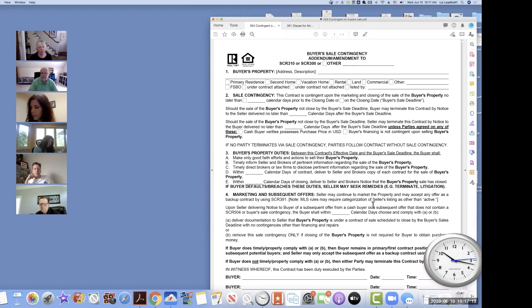So the next paragraph is very critical if you have a seller. Upon seller delivering notice to the buyer of a subsequent offer from a cash buyer or a subsequent offer that does not contain an SCR 504 form or a buyer sale contingency, the buyer shall, within blank calendar days, choose and comply with A or B below. This is what I call the first right of refusal. So the buyer is given so many calendar days if the seller receives another offer on the property that's acceptable. It has to be a property that's acceptable. It's either cash or one that does not have any contingencies other than sale financing. That's all that they're allowed to have as a contingency.